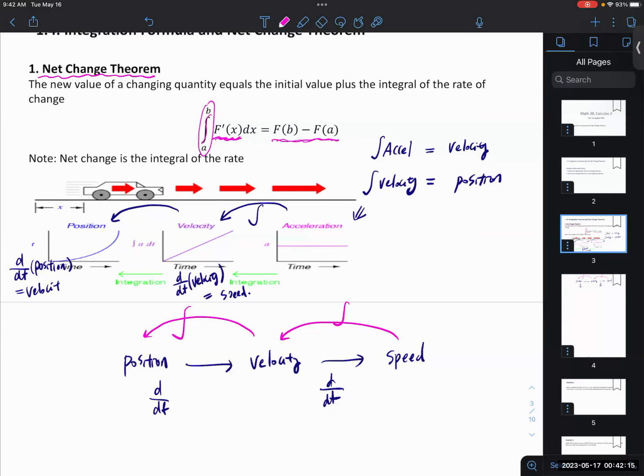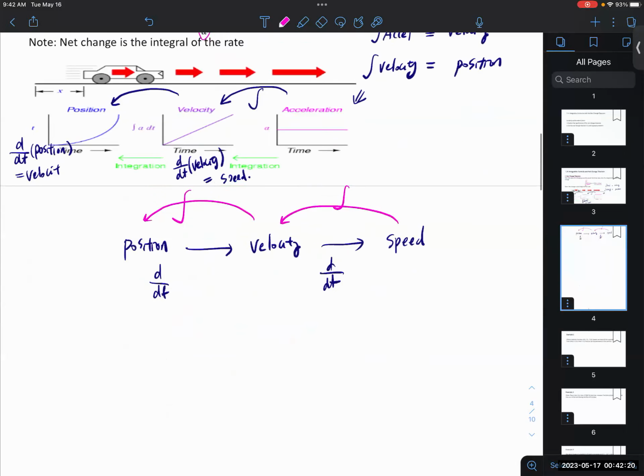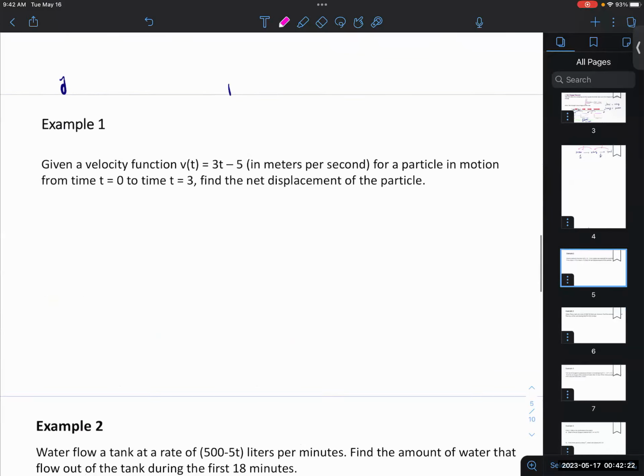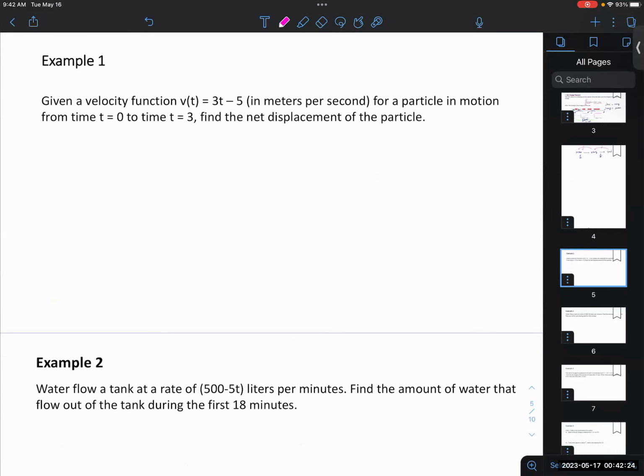So let's take a look at the example. I'm going to go to the example on the bottom slowly. So based on that concept, maybe we are able to solve this question. So let me read it. Given a velocity function. So this is the velocity function as a given. So we know velocity is between position and speed function.